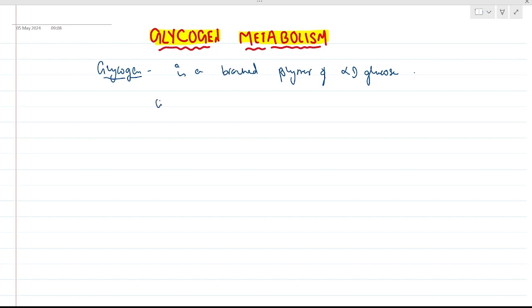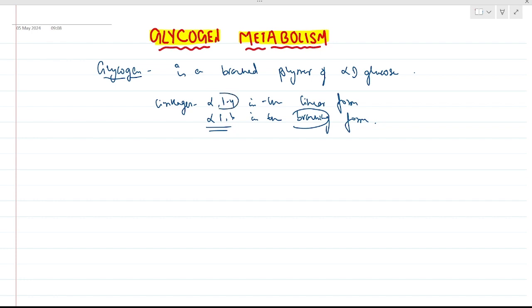Now the linkages in glycogen. Alpha 1,4 linkages in the linear form, and alpha 1,6 linkage in the branching form, or we can also say the branching is at alpha 1,6. So it's a branched polymer of alpha D glucose, and the branching is at the alpha 1,6 position.